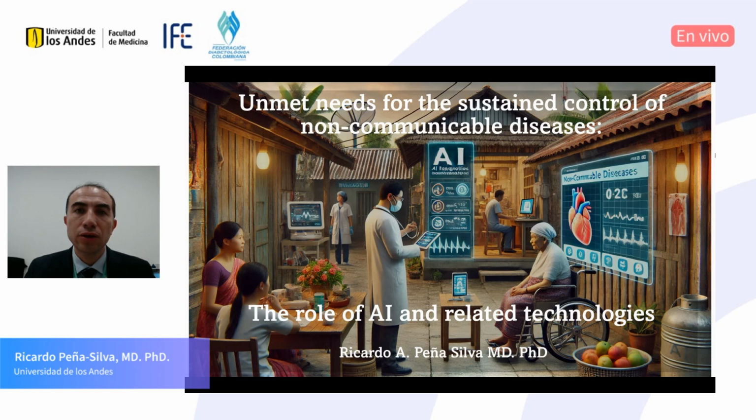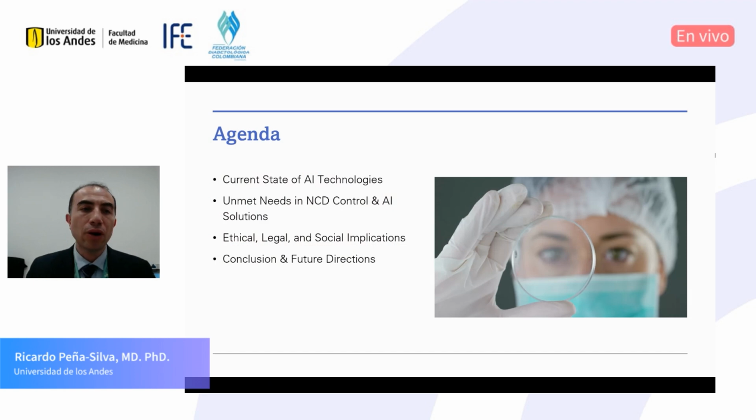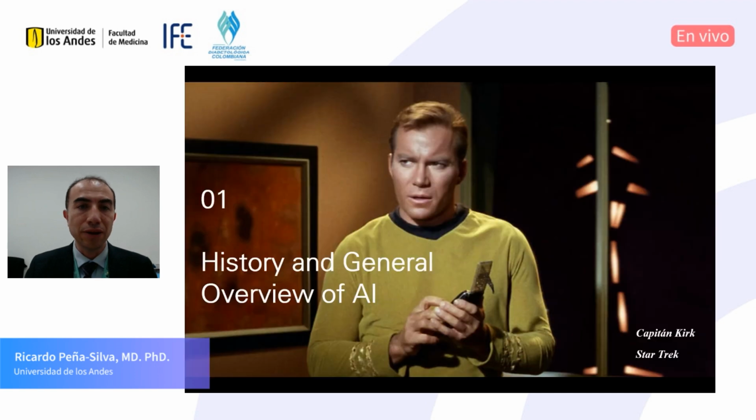In this talk, I will talk about some common terms and definitions related to the applications of artificial intelligence for the management of non-communicable diseases. And we will focus on the next four elements. First, we will talk about the current state of artificial intelligence technologies. Then we will briefly comment on the unmet needs in non-communicable diseases control and the possible solutions that are provided by artificial intelligence. Then we will discuss the ethical, legal, and social implications of using artificial intelligence in clinical activities. And finally, we will summarize the presentation and present some future directions of this field.